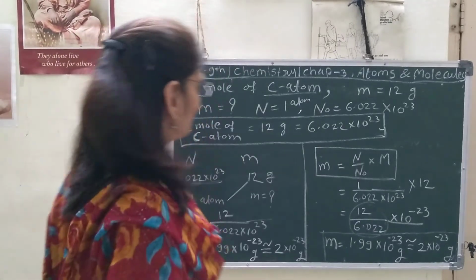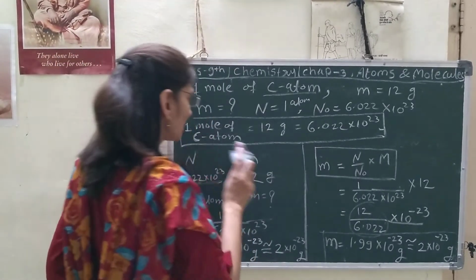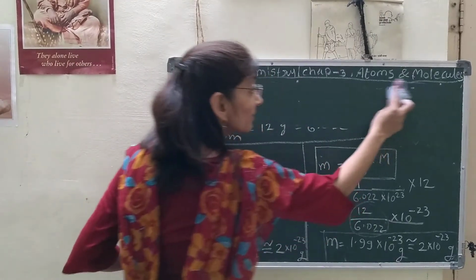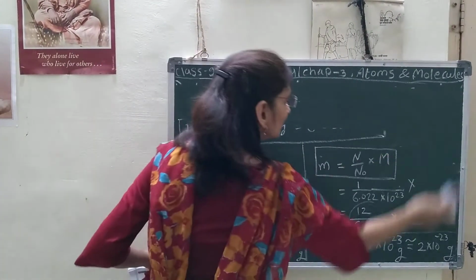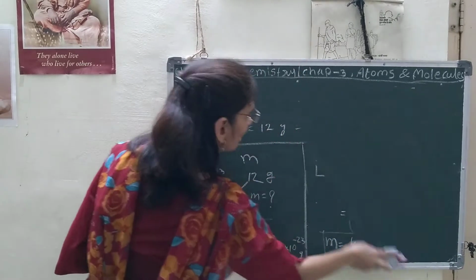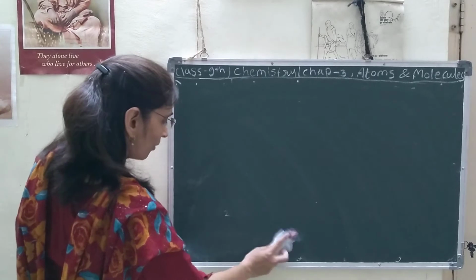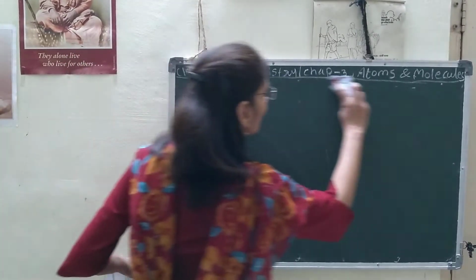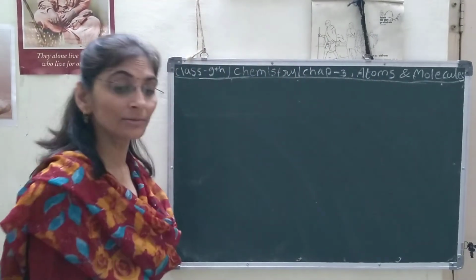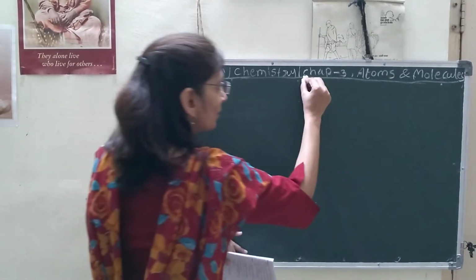So the next problem we will also see here. The next problem is very interesting. In this problem we have to compare both atoms. Which atoms are given? Sodium and iron. Sodium and iron we have to compare here.